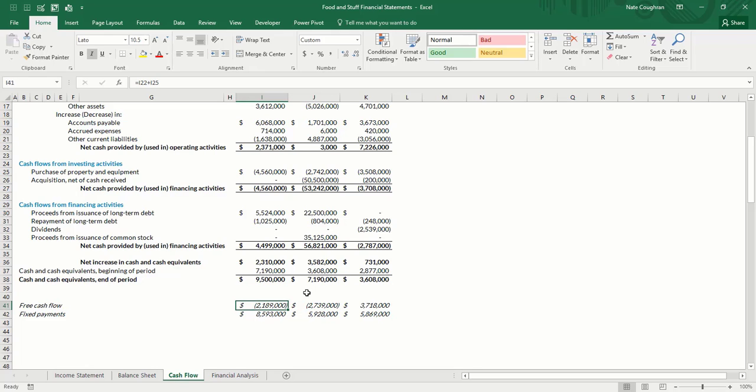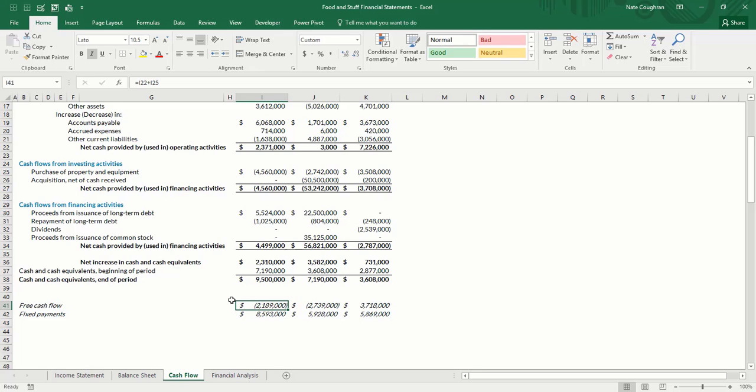Well, the situation got a little bit better in 2017, and our free cash flow was only negative 2.1 million instead of negative 2.7 million. So it got better, but still not great. We want free cash flow to be positive. At any company, cash flow is king. It doesn't matter how profitable your company is, if you have negative cash flow, you will go bankrupt. That's just the name of the game. If you don't have money to support your operations, you will go bankrupt.